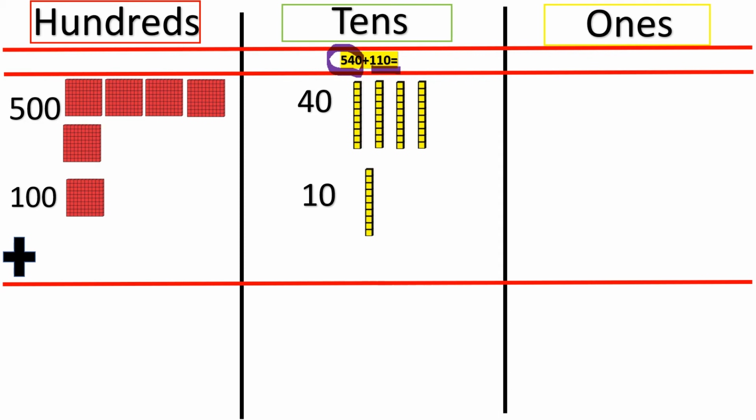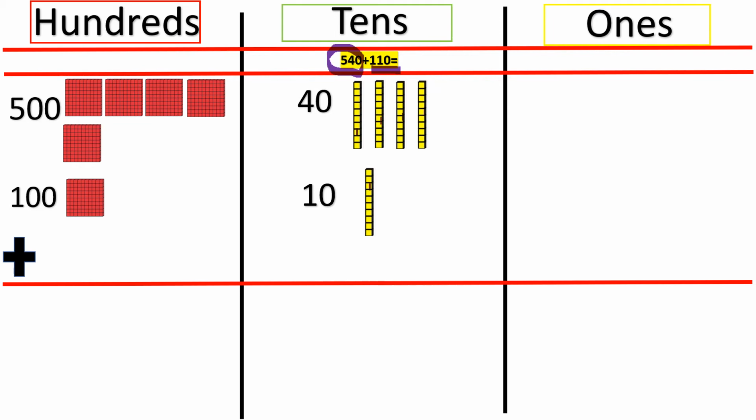When you are adding numbers that have 3 digits, you always work from your ones to your hundreds. You always start at your ones to your hundreds. In this case, we have 0 ones. So we are going to start adding at our tens column. You can count by 10. 10, 20, 30, 40, 50. 40 plus 10 equals 50.